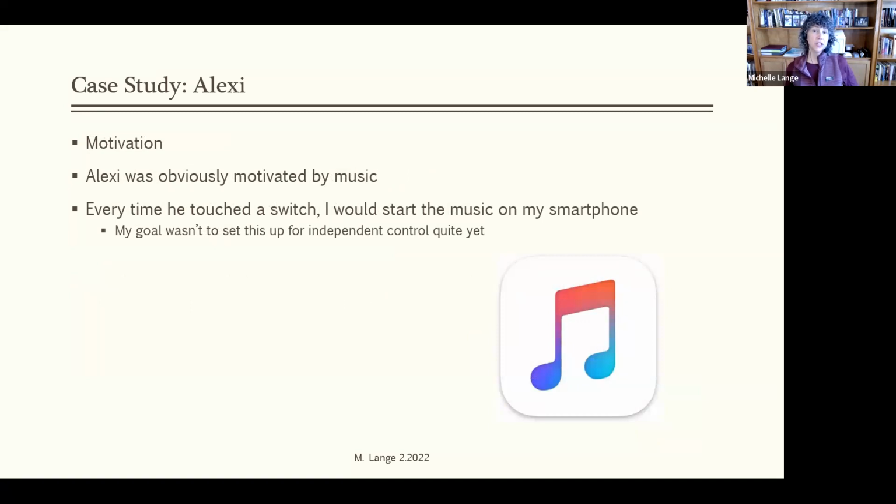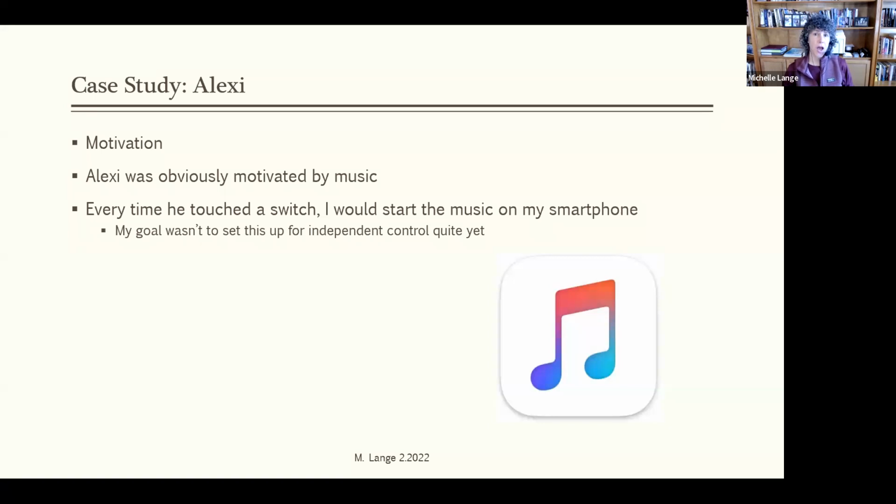So he was obviously motivated by music. What we started doing, after several appointments, after he stopped literally screaming the entire appointment, was that every time he touched a switch, I would start the music. I wasn't trying to set up independent control yet. I was just trying to get him to see that he was controlling it.